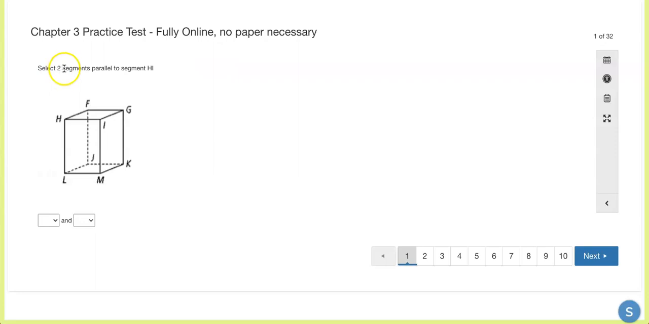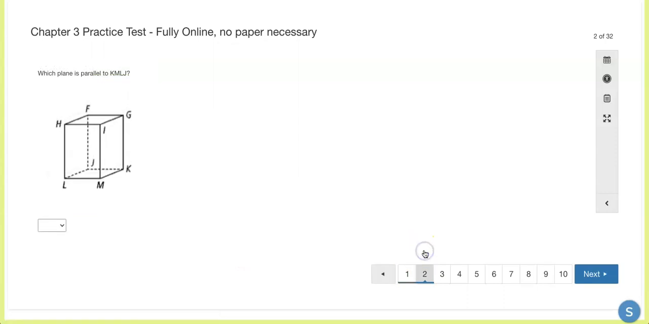Number 1, select two segments parallel to segment HI. So I want them to be parallel to this segment. HI is right here. There are a couple of different answers here that are okay. I'll just do two of them. FG would work, LM would work, and so would JK. They're all moving left to right across the page. So one of my answers I'll put as FG. That's this one. And then either LM or JK would also work.